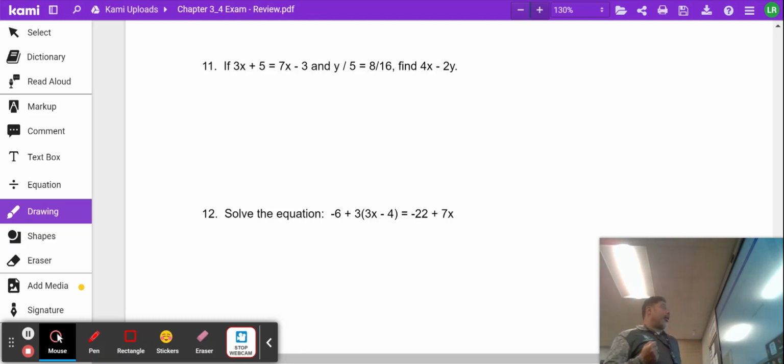Right, now we are on the last two. These are number 11 and number 12. Okay, so let me get rid of my ugly mug. Peace for the last time.